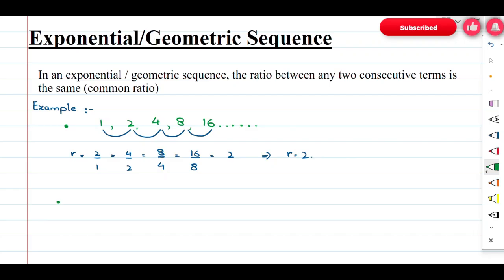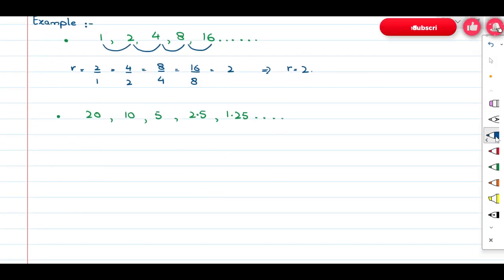Okay, let's do another example. For example, I have 20, 10, 5, and 2.5, 1.25, and so on. Now let me figure out its common ratio. So the ratio between 20 and 10, 10 and 5, 5 and 2.5, 2.5 and 1.25.